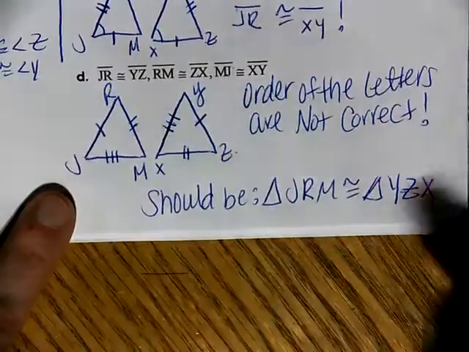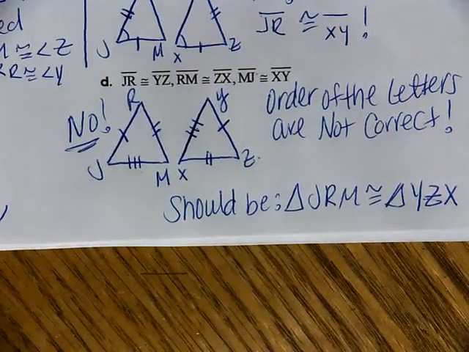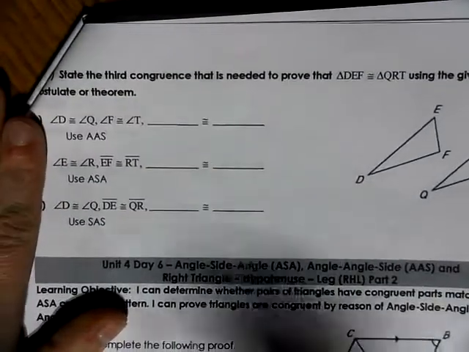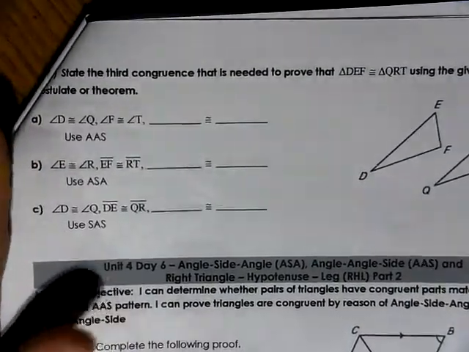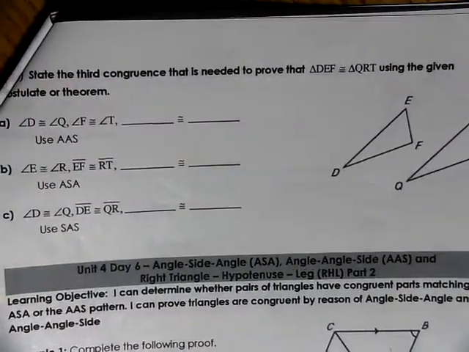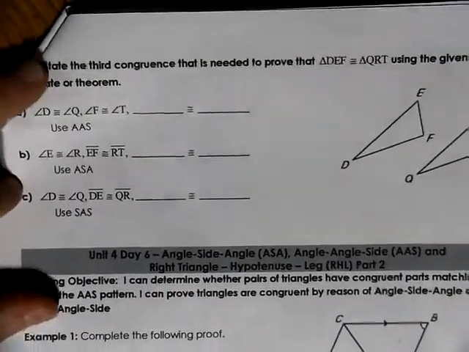But in terms of the given order, the answer is going to be no. They are not congruent based on the given order. All right, you guys, we have one more example, and then we are done with this lesson. So here's our next example. It says state the third congruence that is needed in order to prove that triangle DEF is congruent to triangle QRT with the given postulate or theorem.